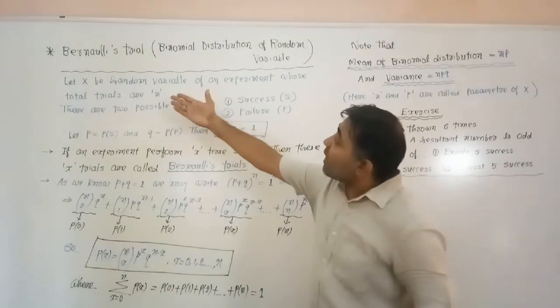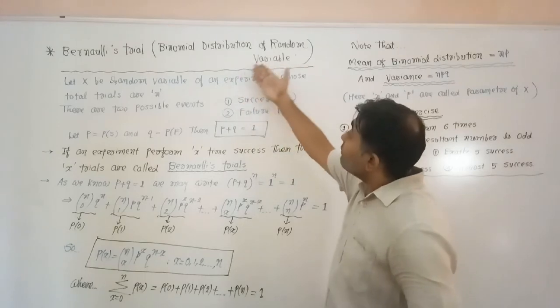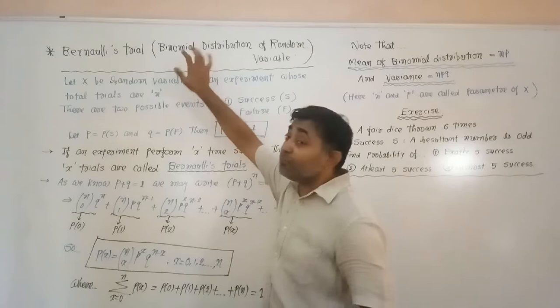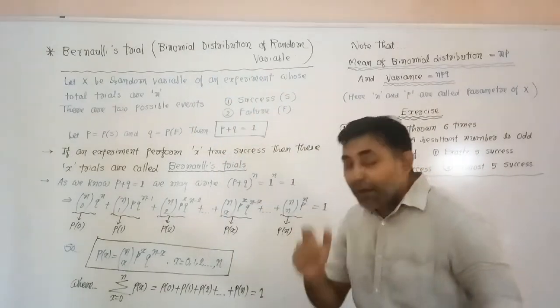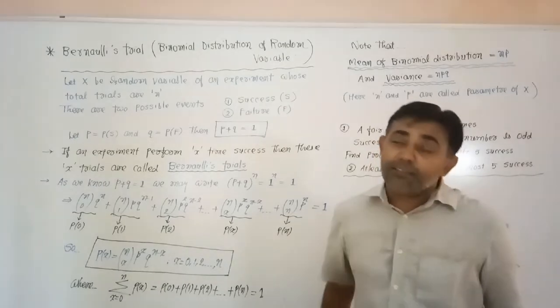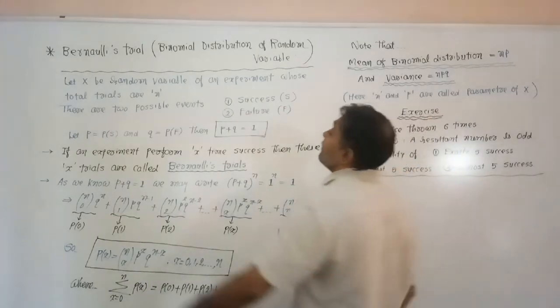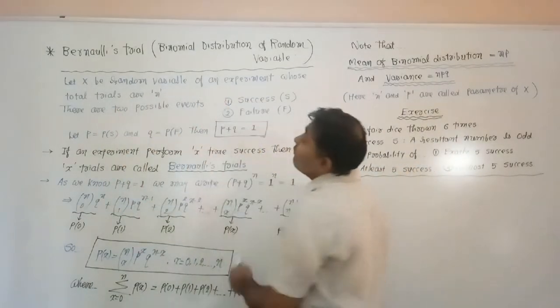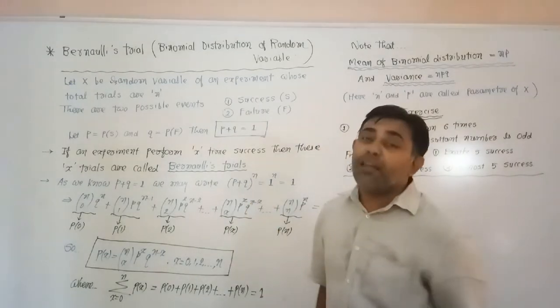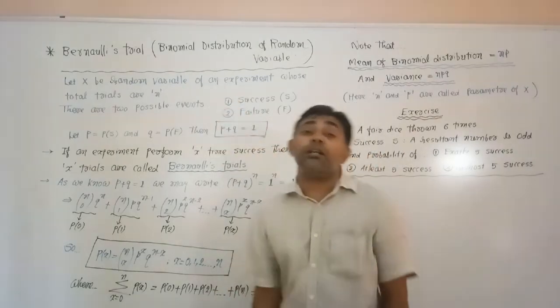Actually, this Bernoulli's trial is the binomial distribution of a random variable. Now here I use the word binomial distribution. I think in your mind it suggests that there is an application of the binomial theorem. Yes, it is. Let us see. Let x be any random variable, as we know, of an experiment whose total trials are n. Now what is the meaning of total trials?